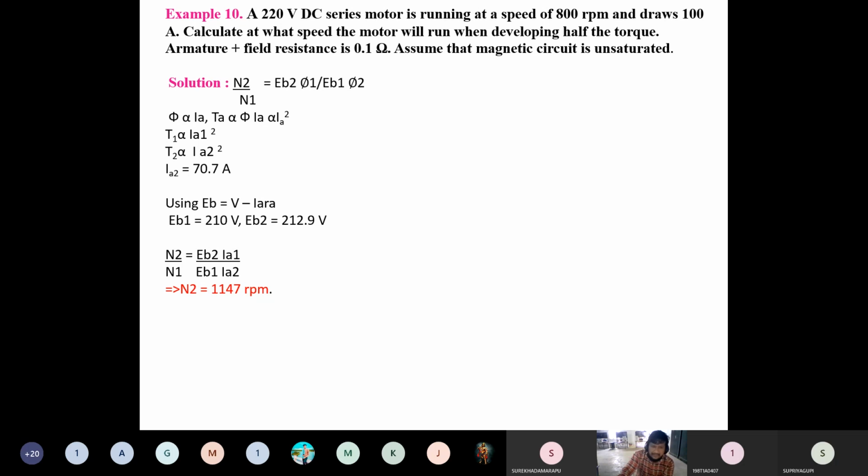So after finding EB1 and EB2, we know the relation N2 by N1 is equal to EB2 by EB1, and phi1 by phi2 means IA1 by IA2. So we know the EB2 by EB1 values, and we know the IA1, IA2 values. Therefore N2 by 800 is equal to EB2 212.9 by EB1 210, multiplied by IA1 100 divided by IA2 70.7. We are getting the speed as 1147 RPM, right? That means this is also related to flux control. Speed is increased, right? Okay, are there any doubts? Please ask me.